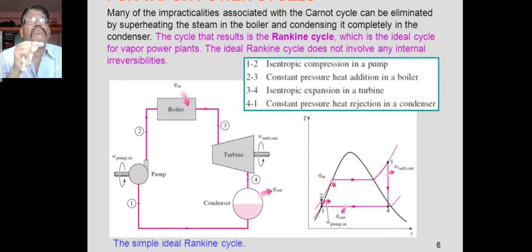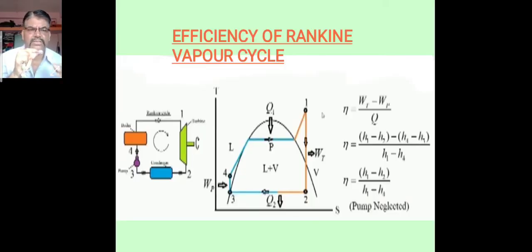Then between 4 to 1 the element is the condenser. By that time the heat is rejected by the condenser. As and when the cooling water is supplied to the condenser, the steam is converted into water. Like that, 1 to 2, 2 to 3, 3 to 4 and 4 to 1, the cycle operation happens. That is how the vapor Rankine cycle works.